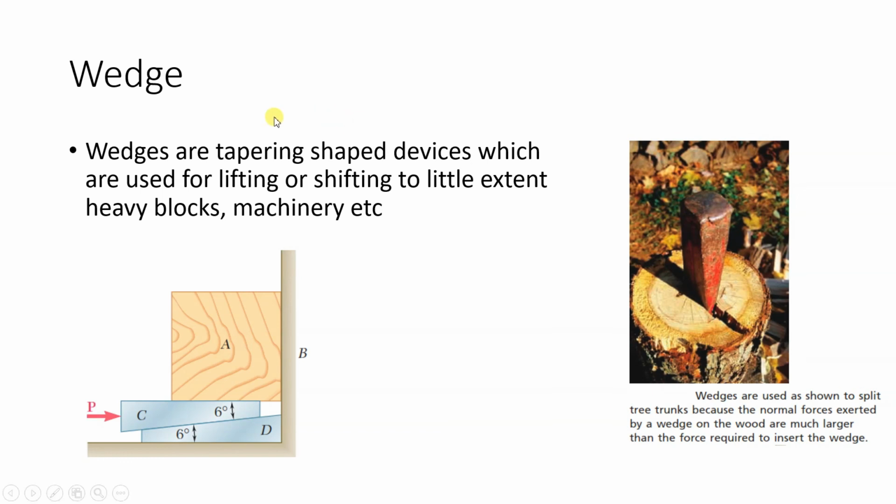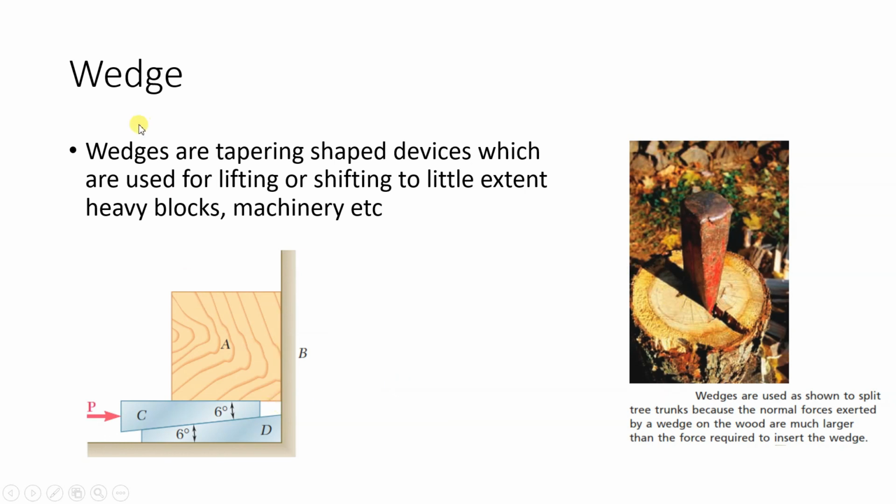Okay, next example we will see. Here you can see a wedge. Wedges are used as shown to split the tree trunk, because the normal forces exerted by a wedge on the wood are much larger than the force required to insert the wedge. So if you apply the force over here, since this wedge is inclined, it will create a normal reaction on the wood, and easily that wood can be cracked and broken.